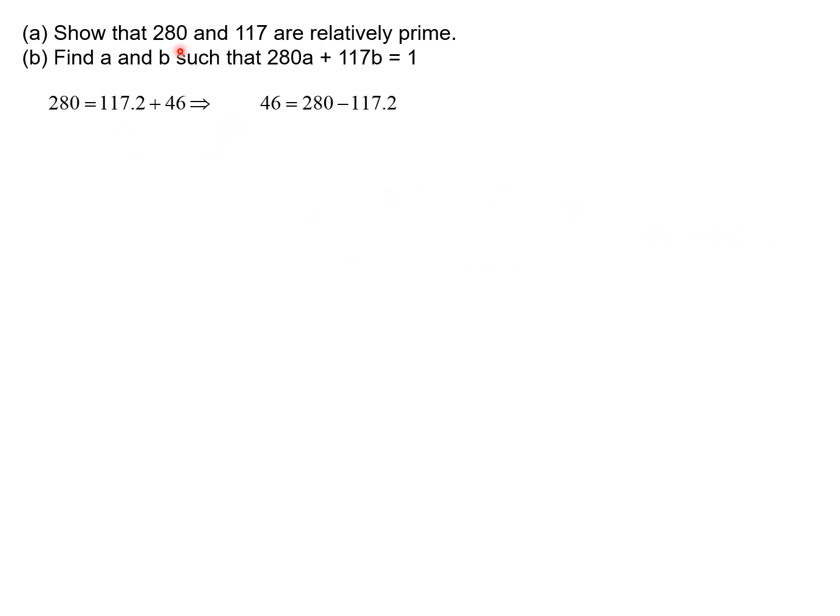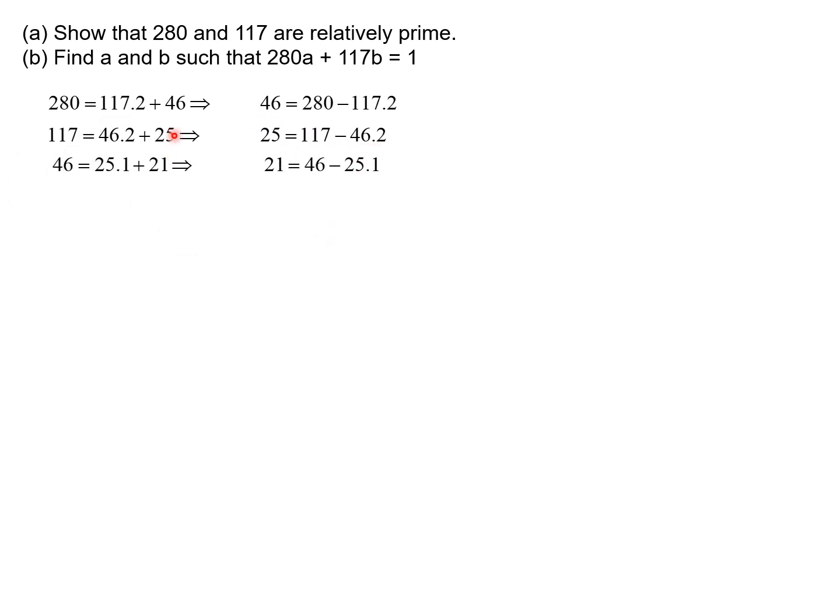We start off with 280 divided by 117. It's simply 280 equals 117 times 2, and the remainder is 46. Because later on for part B we need to do the Euclidean algorithm, we might as well make the remainder the subject of the equation. As usual for the next line, we divide 117 by the remainder 46. It will be 2 times 46, and the remainder is 25. Over here we make 25 the subject of the equation.